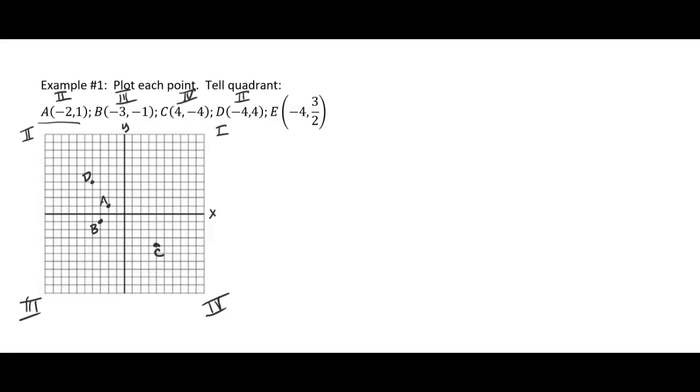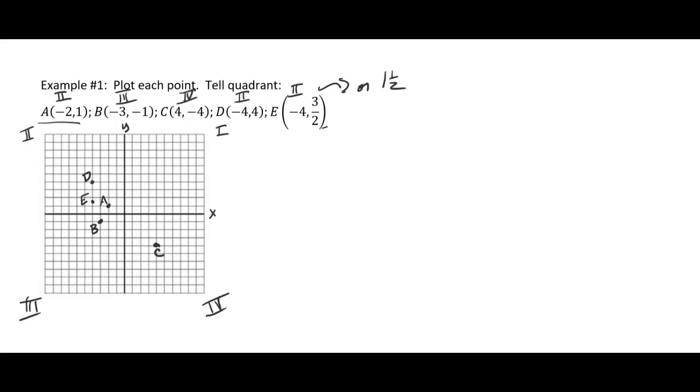Now, how do we graph E? Well, it's -4, so you're going to go 4 to the left, 1, 2, 3, 4, and it's 3 halves, or 1 1/2. Okay, so you're just going to have to kind of eyeball it. So let me go back to my -4, 1, 2, 3, 4, and up 1 1/2, like right there, point E. And that is in quadrant 2 again. We didn't have any points in quadrant 1.